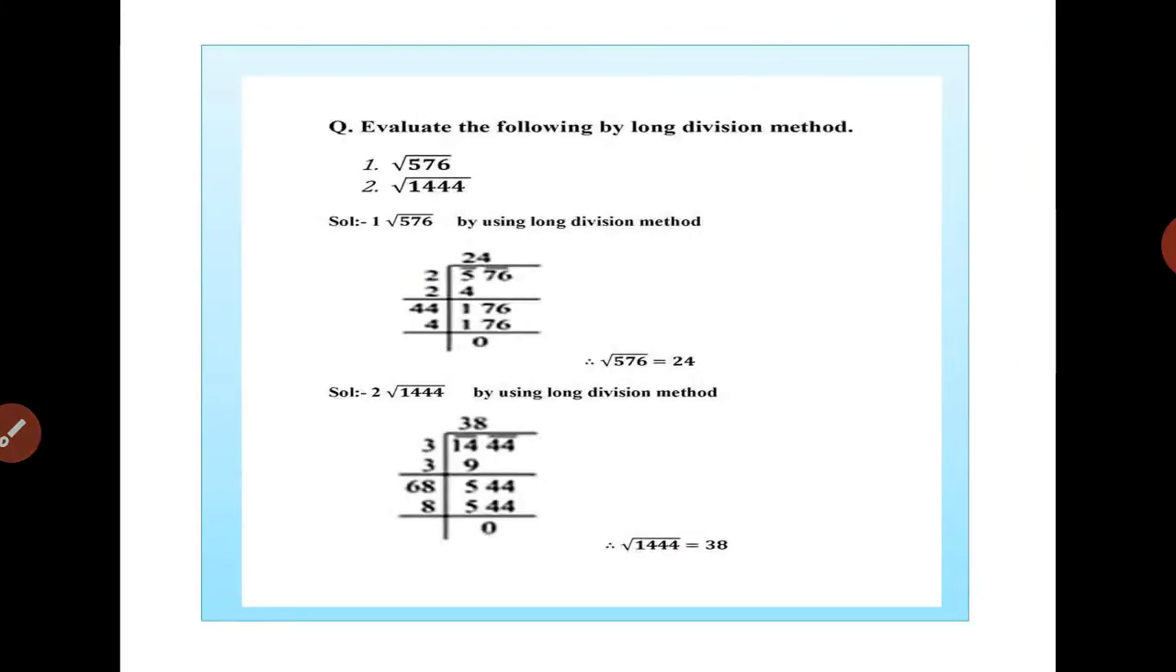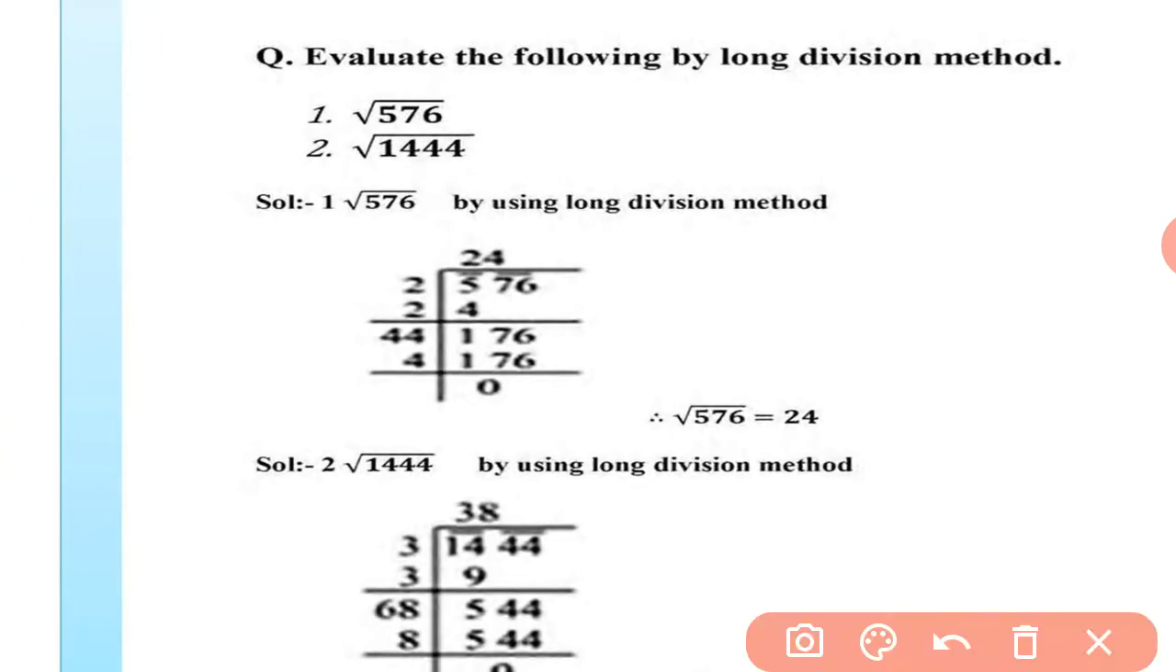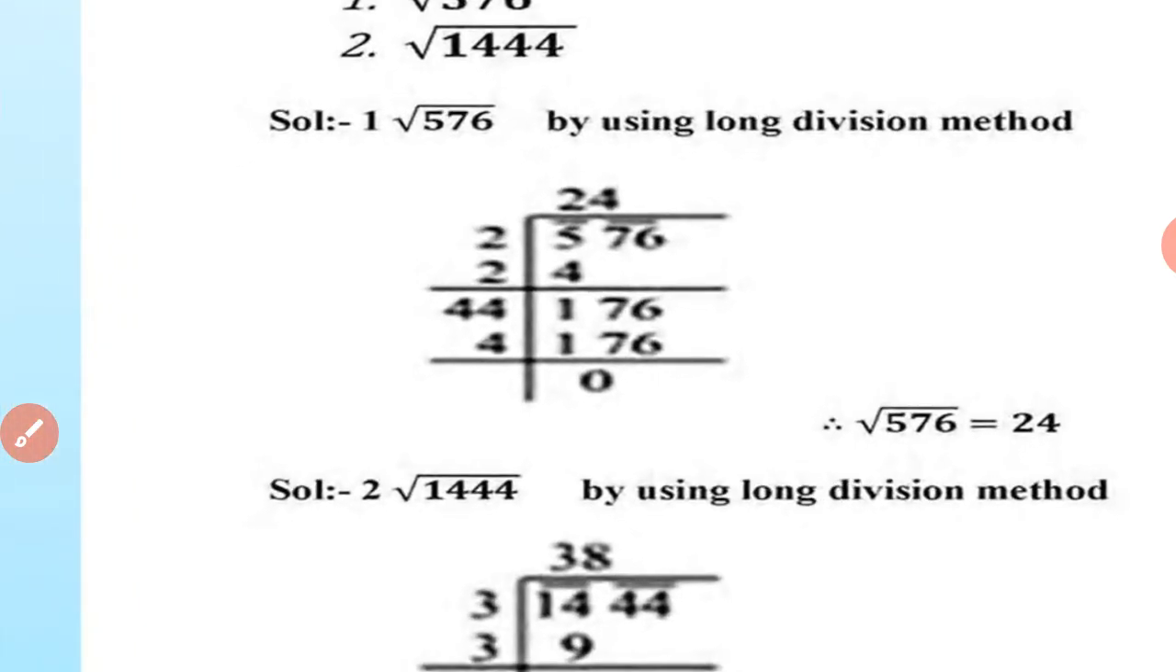After this, see the question. Here is one question: evaluate the following by the long division method. So what is the long division method? When we have to find the square root of 576, we can do it like this. First of all we have 576. Here we will make pairs, 76, and then here it will be 5.